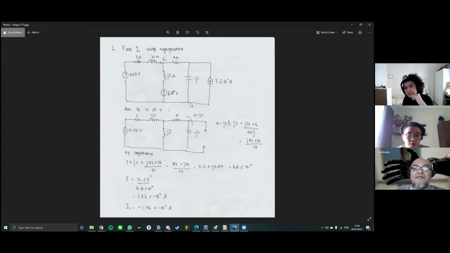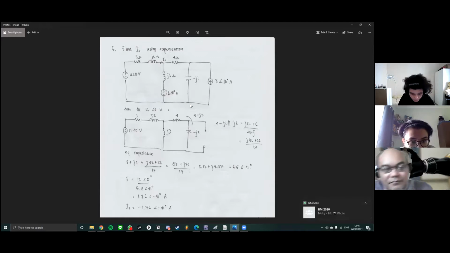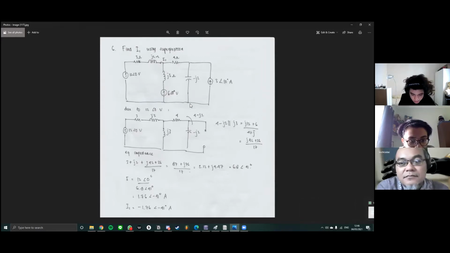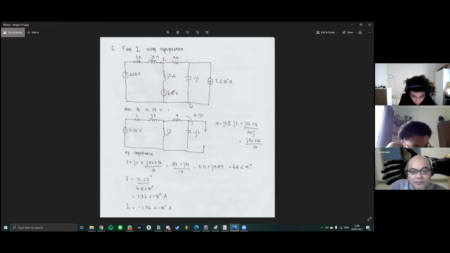Okay. So in question number 6, we are going to find I1 using superposition. First we have to find the equivalent impedance from the 3 different perspectives of the 3 different sources. First, we calculate from the 12 volt source with phasor of 0 angle. There were some series elements that we combined and some parallels. In the end, we got I1 from the 12 volt source as minus 1.76 with a phase angle of minus 41 degrees ampere.